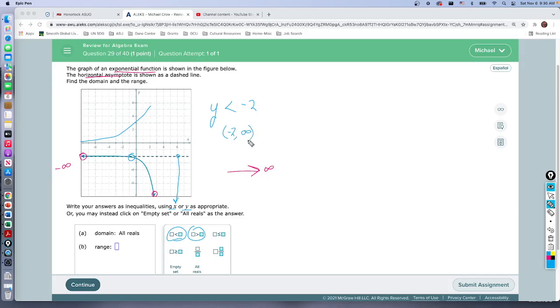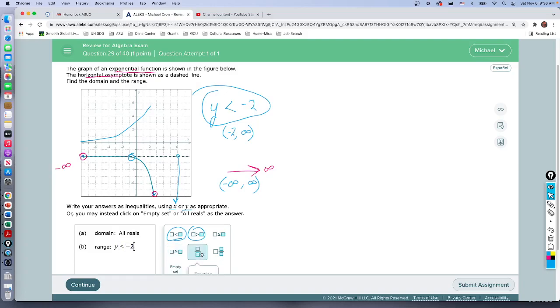We might have a question like this, so I just want to do this. This interval notation would have been for the domain, negative infinity to infinity. But for this one, we want inequality notation, so there it is. We click on the less than. Oops, we've got to get down here. We want the less than, so we want y to be less than -2.